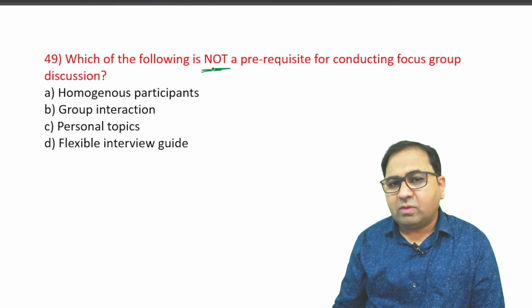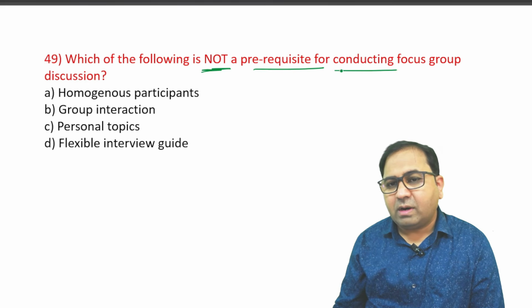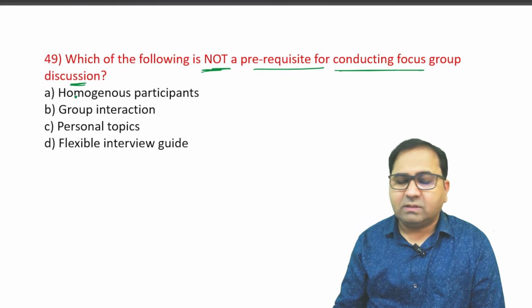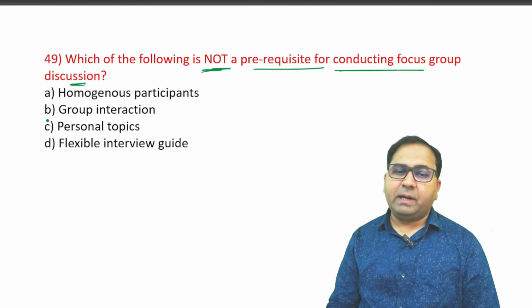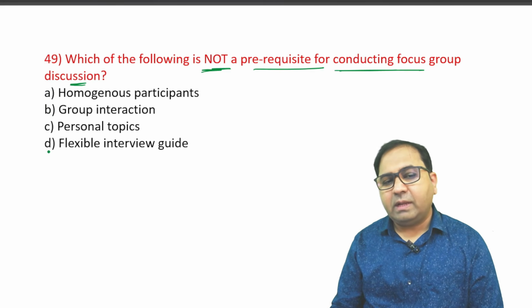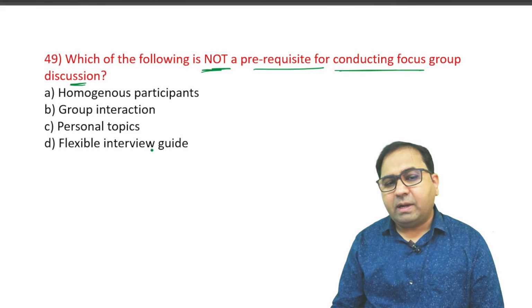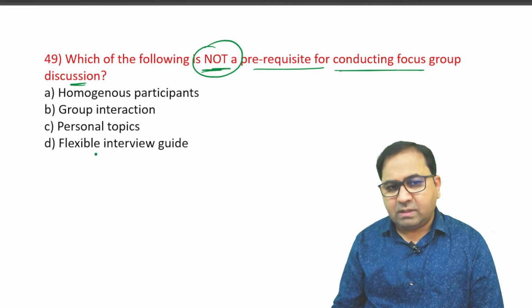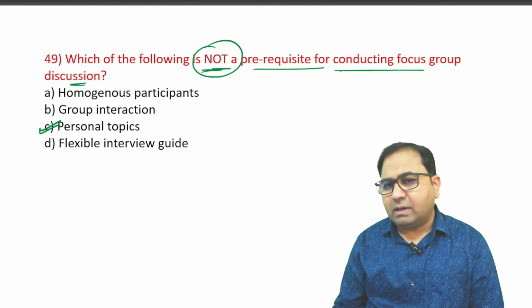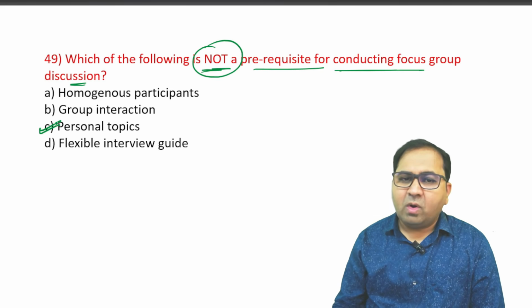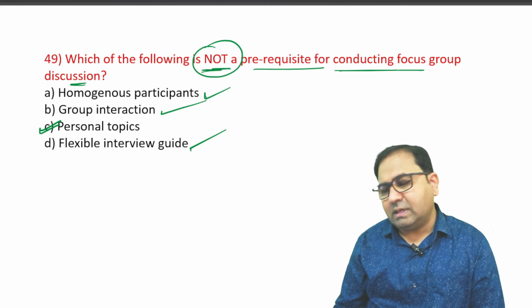Chalo then, next question. Which of the following is not a prerequisite for conducting the focus group discussions? Options are A, homogeneous participants, B, group interaction, C, personal topics, or D, flexible interview guide. So which is not a prerequisite? Among the options, personal topics is not a prerequisite for conducting the focus group discussions. Homogeneous participants, yes. Group interaction is yes, and flexible interview guide is also yes.